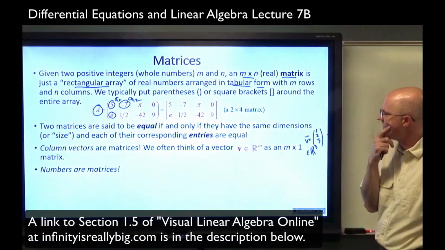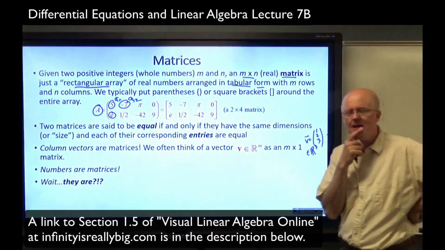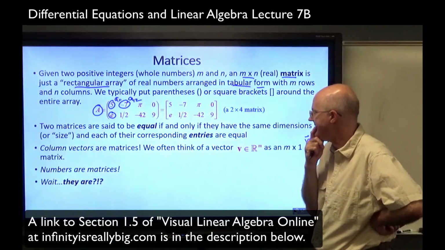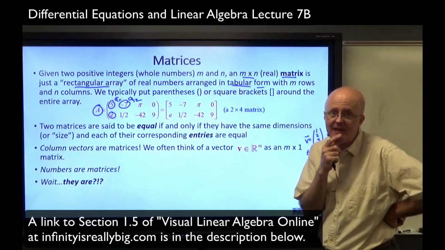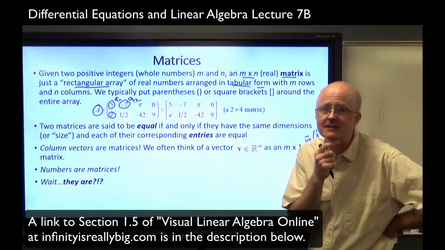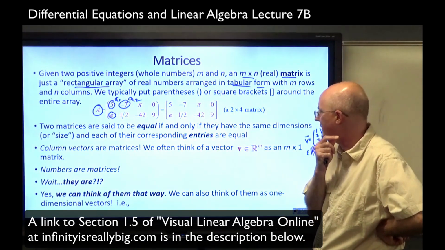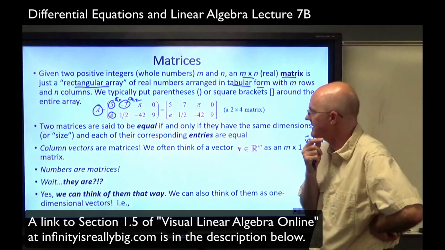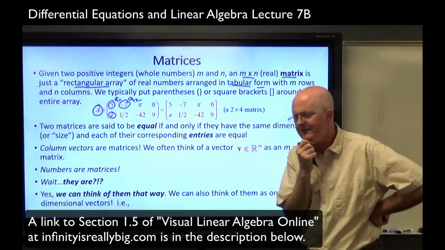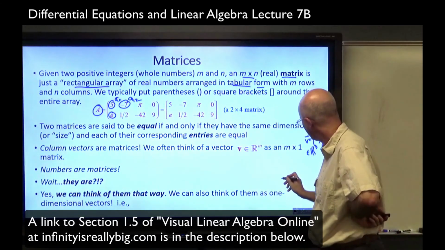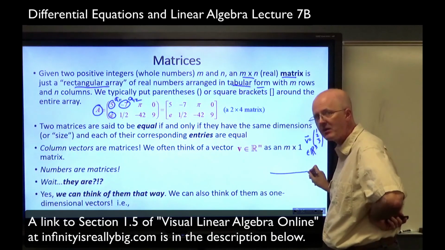Numbers are matrices. Wait, they are? Yeah, if you want to think of them that way, you could think of any number as a 1 by 1 matrix. We're also thinking of those one-dimensional vectors. You ever think about that? Essentially, think about a number line.